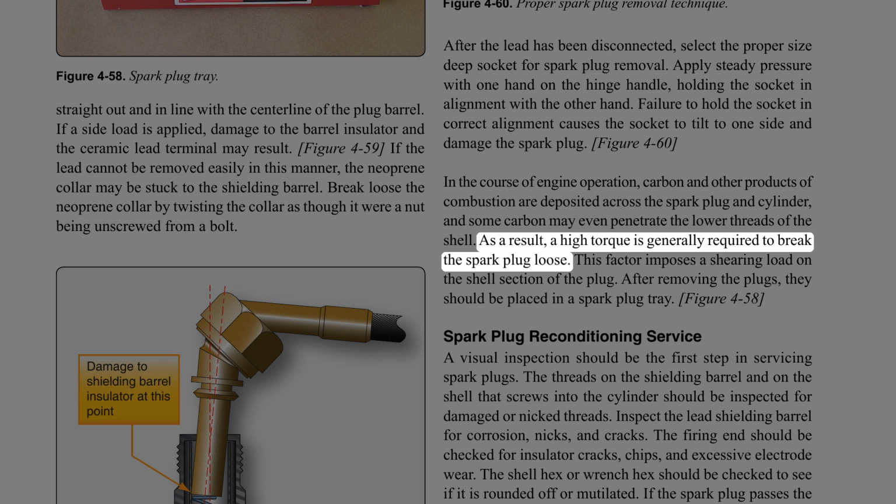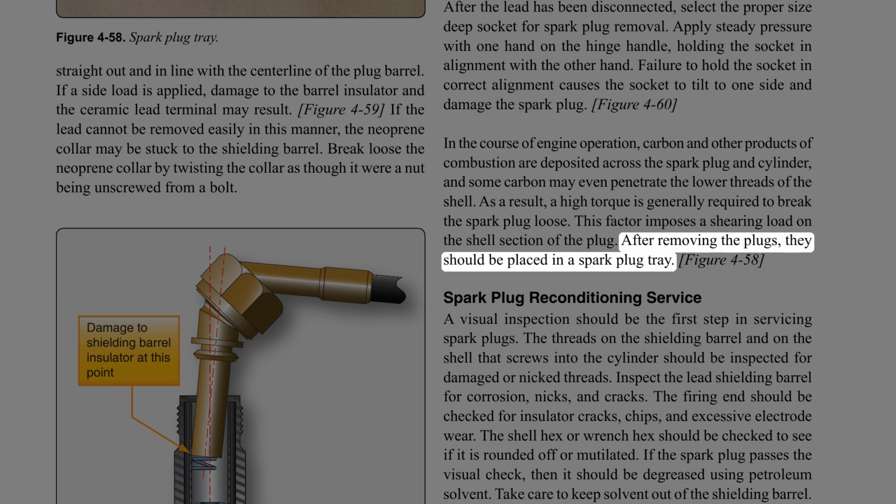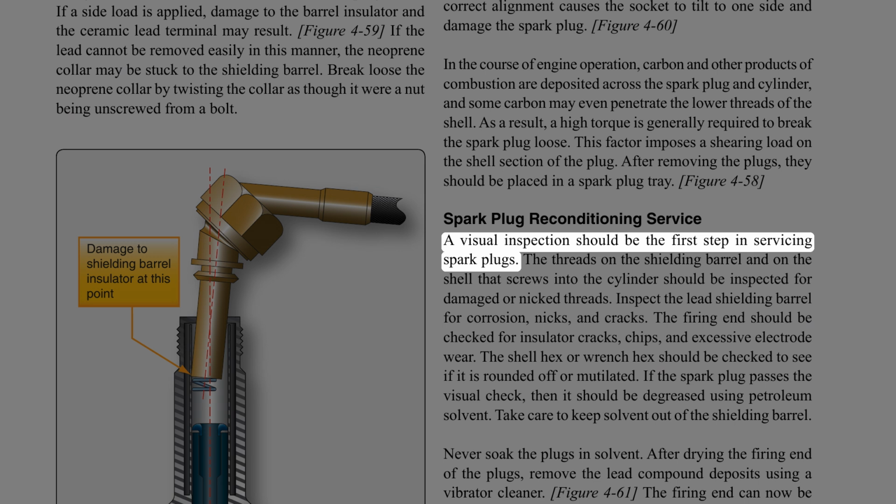As a result, a high torque is generally required to break the spark plug loose. This factor imposes a shearing load on the shell section of the plug. After removing the plugs, they should be placed in a spark plug tray. Spark plug reconditioning service. A visual inspection should be the first step in servicing spark plugs.